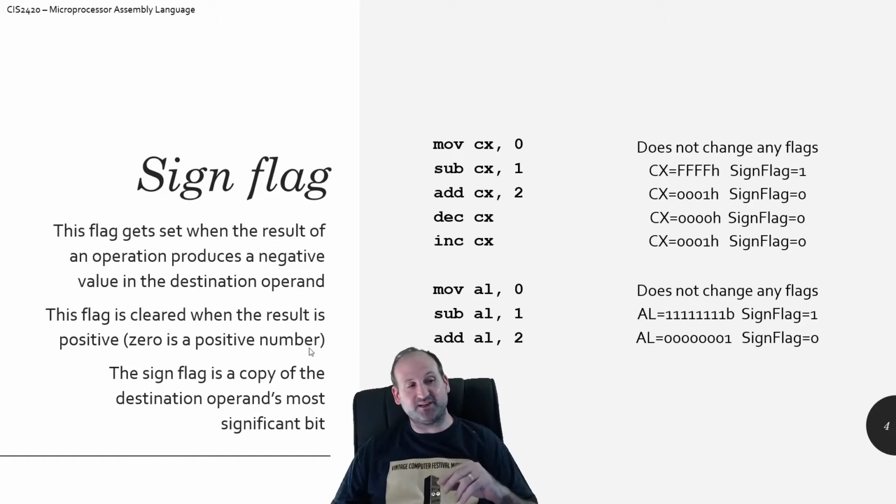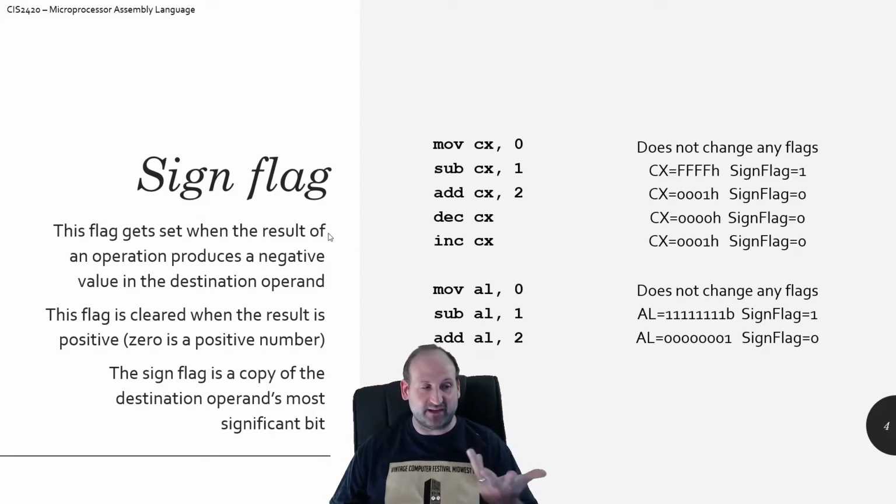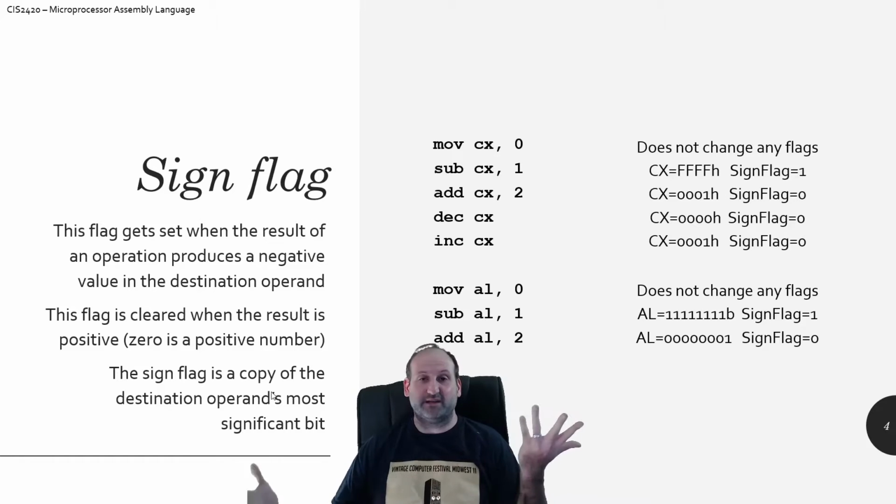So as you can imagine, when we're dealing with signed values, the sign flag is clear, or 0, when the result is positive, and it's a 1 when it's a negative number.